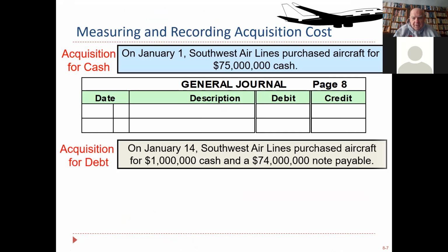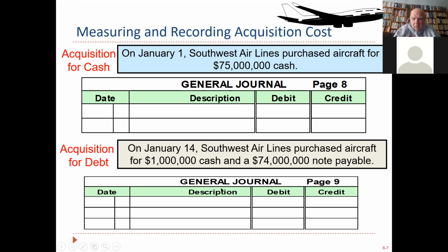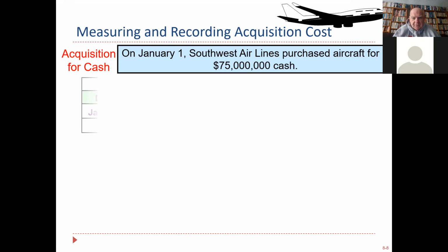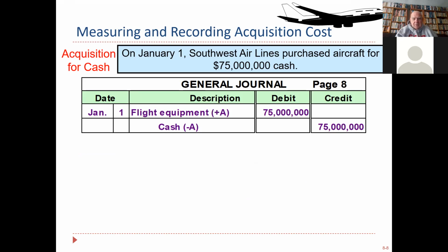So we're going to start off with acquisition costs, okay? And we're going to run through a couple of scenarios here. In this example, Southwest Airlines bought an aircraft from Boeing, I'm going to guess. Southwest Airlines purchased an airplane for $75 million, and Southwest had to make a down payment of $1 million, and they financed the rest with a note payable. So let's take a look at our journal entry.